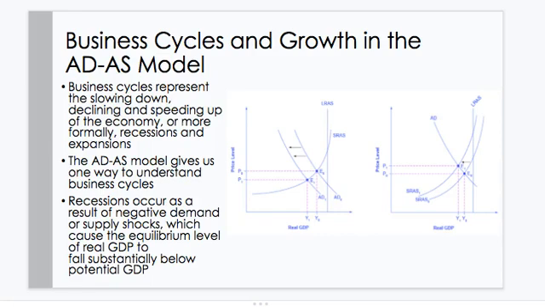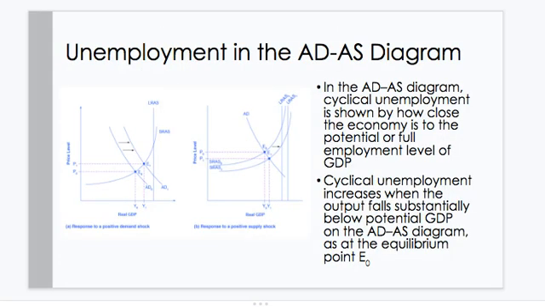Business cycles and growth. Business cycles represent the slowing down, declining, and speeding up of the economy, or more formally, recessions and expansions. The ADAS model gives us one way to understand these cycles. Recession occurs as a result of a negative demand or supply shock, which causes the equilibrium level of real GDP to fall substantially below potential. So take a look. Here is a negative AD shock and a negative SRAS shock, and that's in both cases moving real GDP lower. Here we have the opposite, where we're showing that there is cyclical unemployment and that the AD curve is shifting to the right. The SRAS curve is shifting to the right.